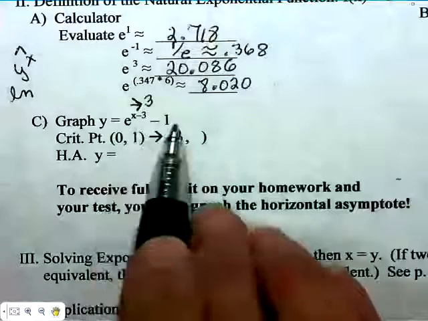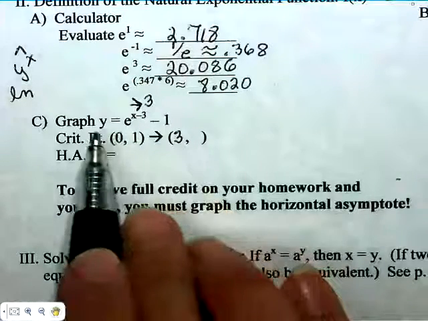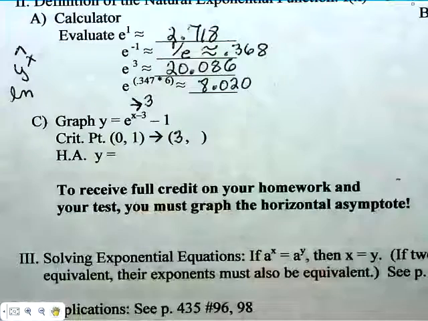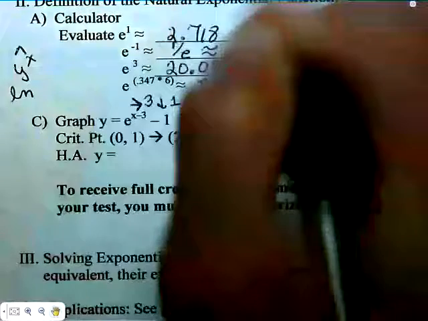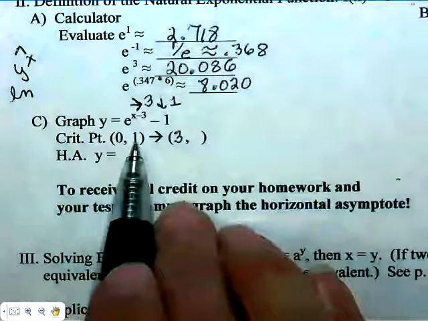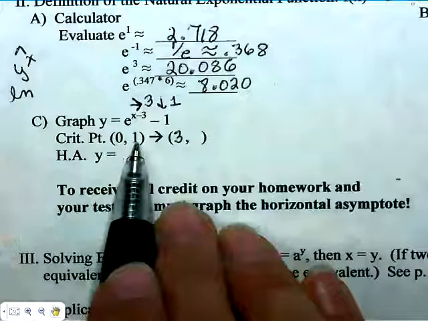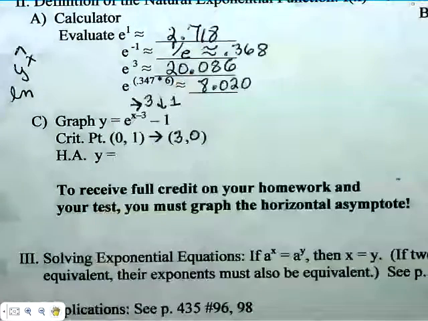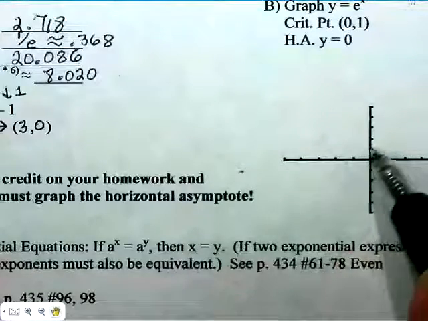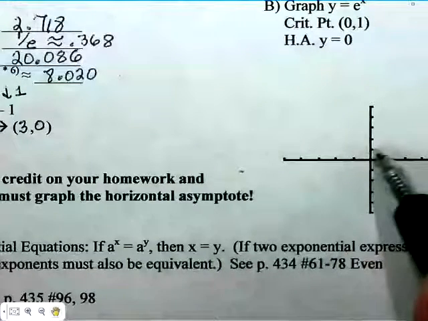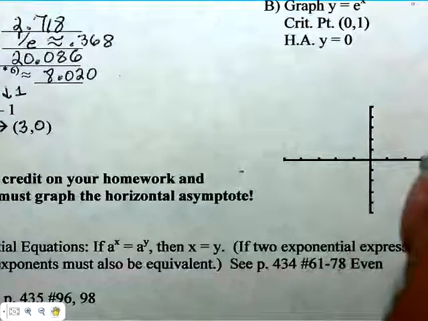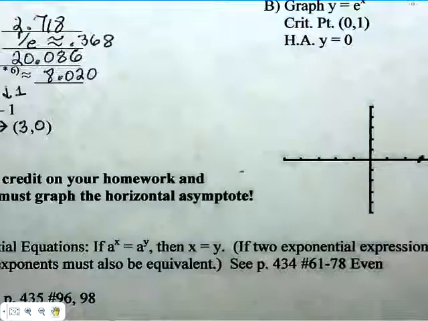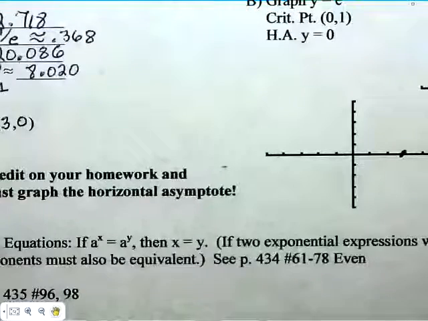What does this subtracting 1 after the exponentiation is done do to the graph? Down 1. So if the y-coordinate of the critical point had been 1 and you shifted it down 1, where would it be now? 0. Let's just put our pin on (0, 1) and go to the right 3 and down 1. Is that the same thing we got for the critical point? Yep, (3, 0).